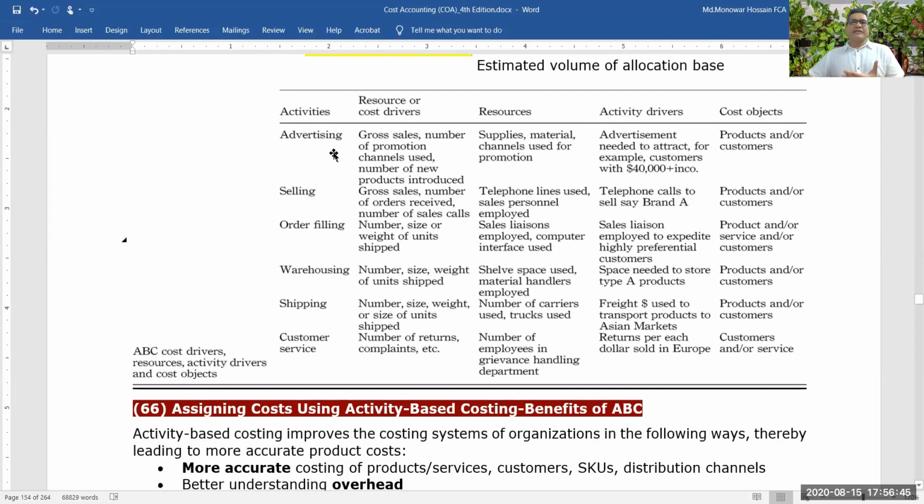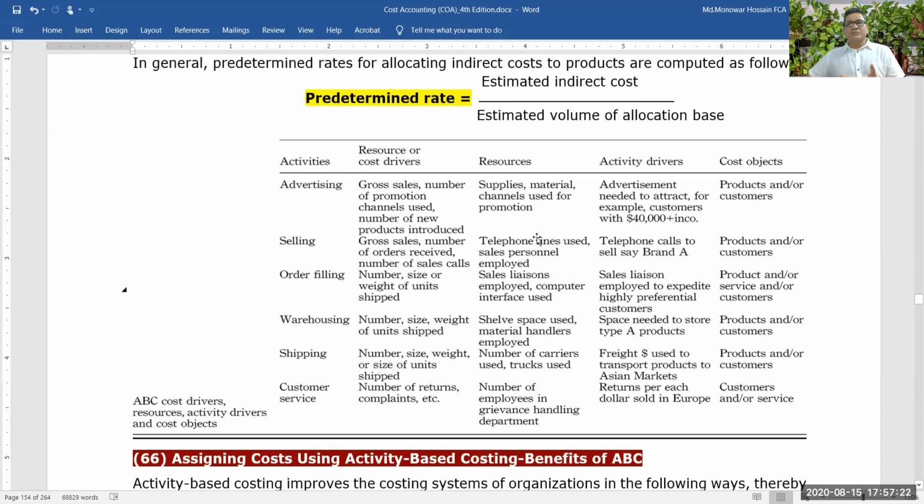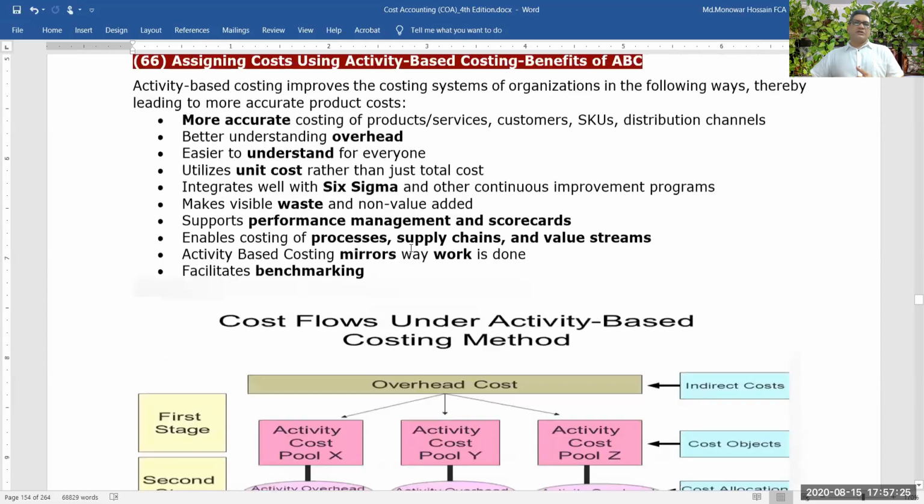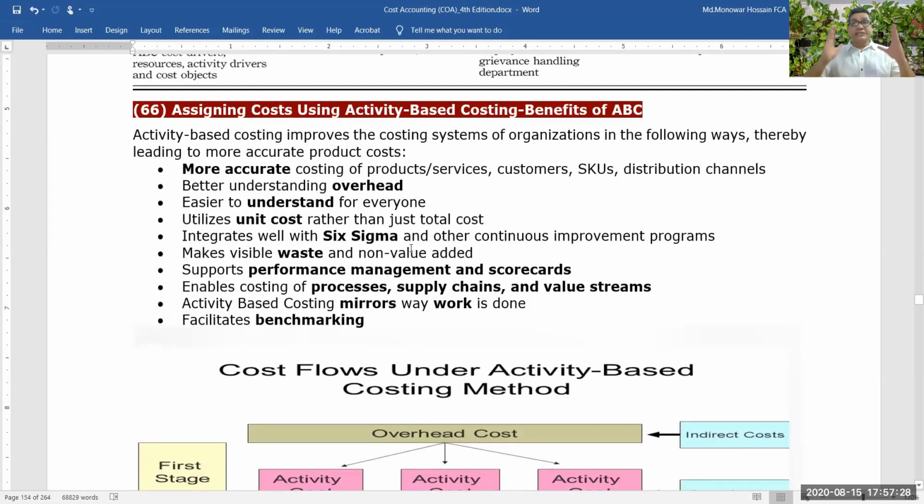So for the activity advertising, the resource or cost driver is gross sales and number of promotional channels used, etc. Resource supply material, activity drivers should be advertising needed, and cost objects are products and our customers. This is the total activities here: advertising, selling, warehousing, shipping, customer service, etc. And the activity drivers are also here. So ABC cost driver, resource, activity driver, and cost object are listed in this sheet. So assignment of cost using activity-based costing and the benefits of ABC.